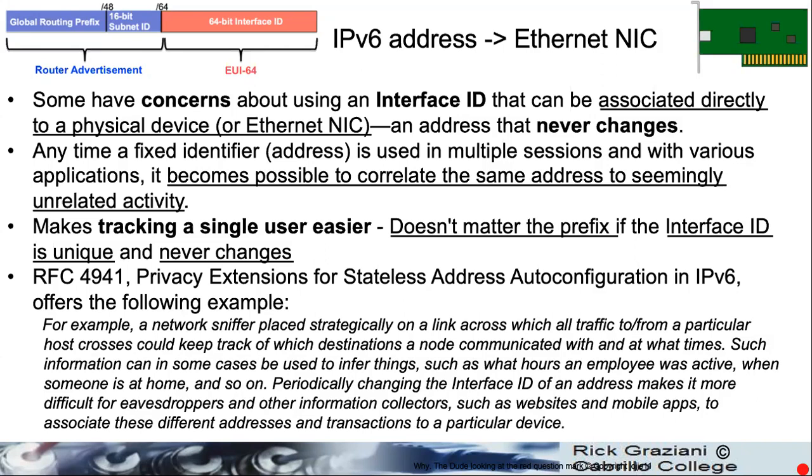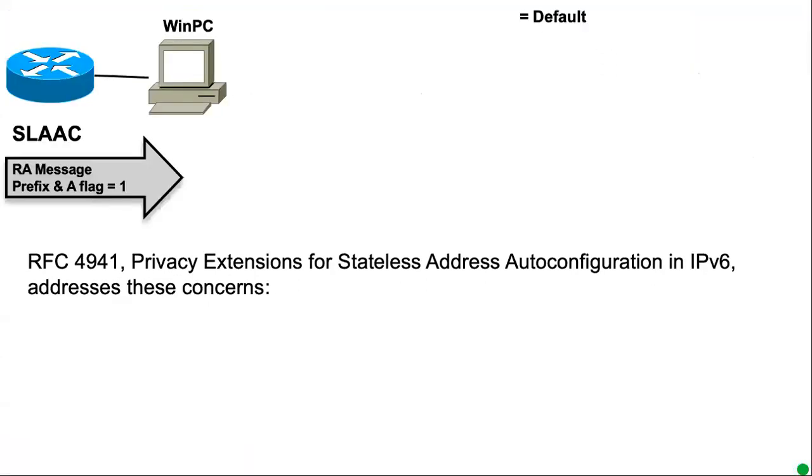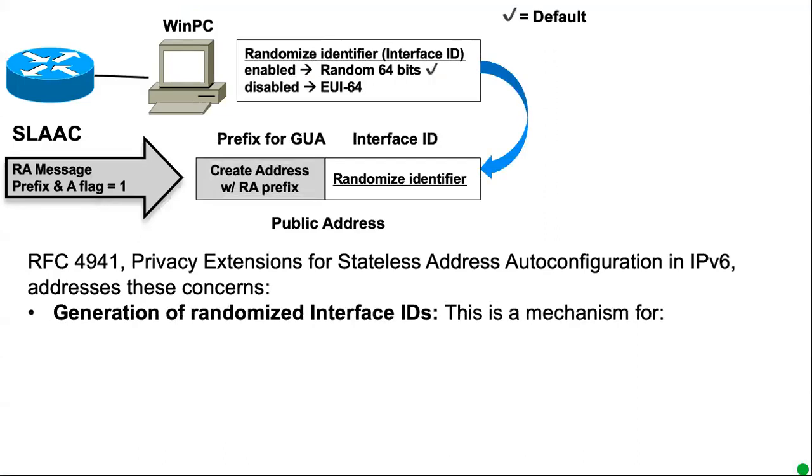So let's talk a little bit then about how operating systems can use a privacy extension, a randomized identifier, and some other information to give ourselves a little bit more privacy with IPv6, and as you will see, more than with IPv4. This RFC 4941 addressed some concerns. First of all, they say that we can use a randomized identifier, which we talked about already, instead of using EUI64.